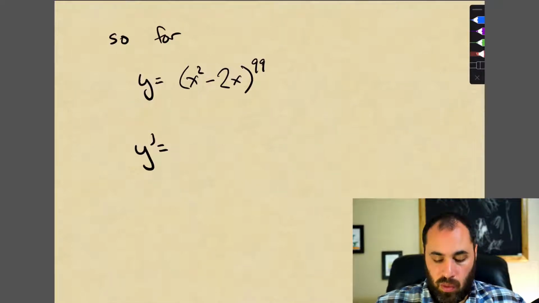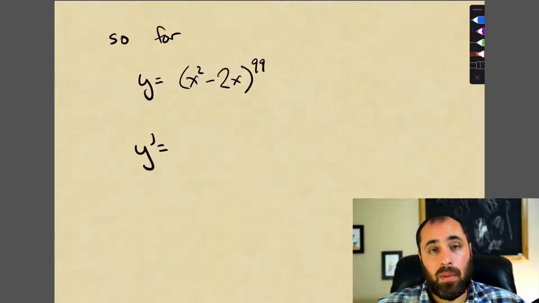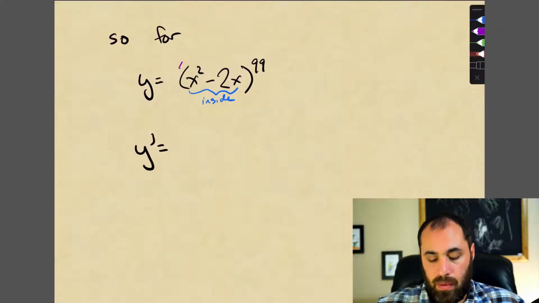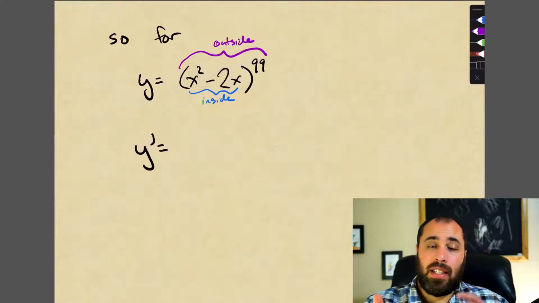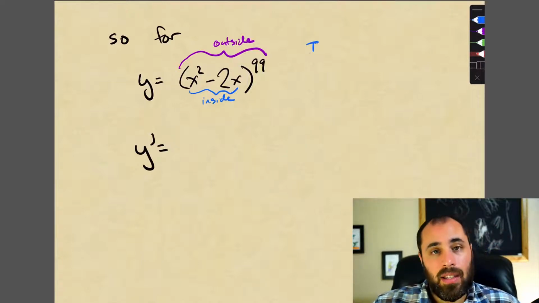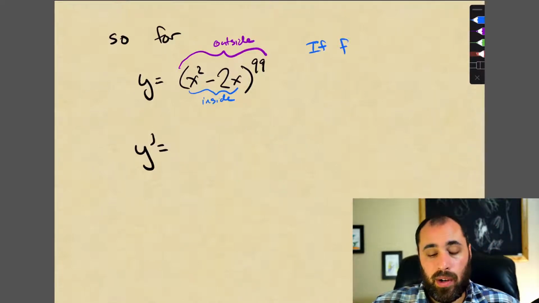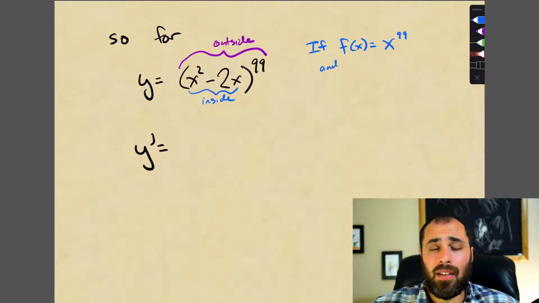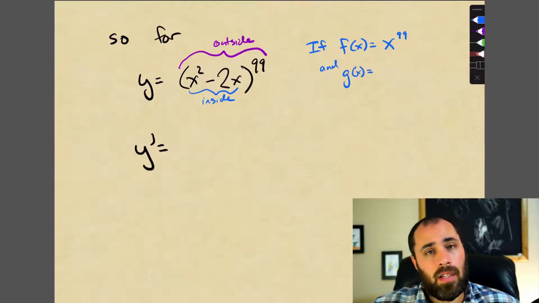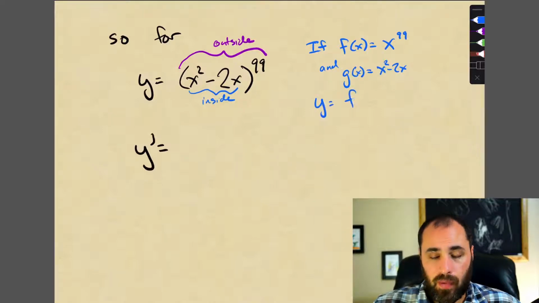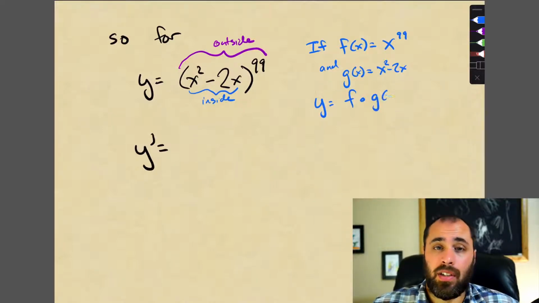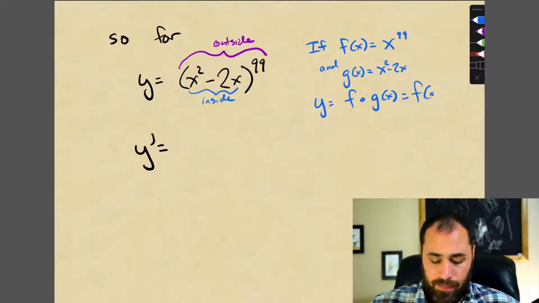If we've got this function y, that is the quantity x squared minus 2x, all raised to the 99th power. Here we've got an outside function, which is taking something and raising it to the 99th power. And then we've got an inside function, in this case x squared minus 2x. If we want to see how we can label these things as f and g to get the composition f of g of x, we could do it this way. Or if we just want to think about inside and outside functions, I think that's often easier.